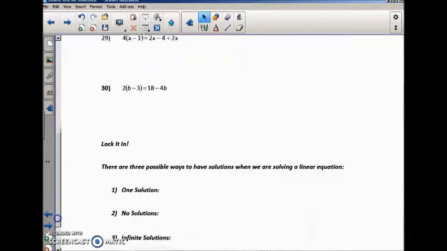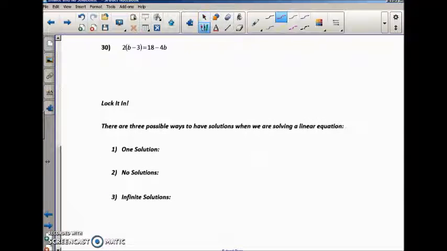And finally, here's some more practice problems for you guys to check out and try, so when you come in tomorrow, you're ready to practice and be successful.